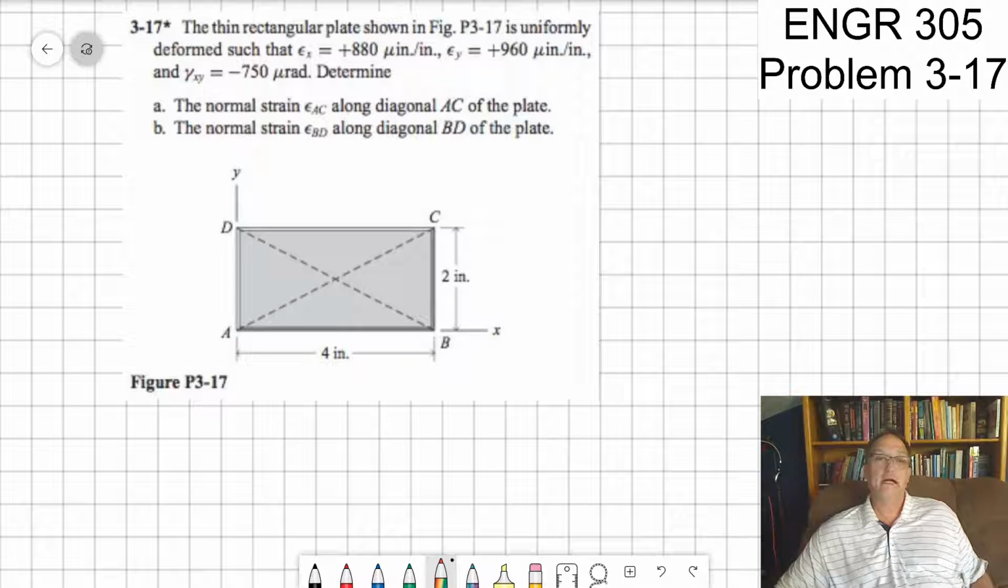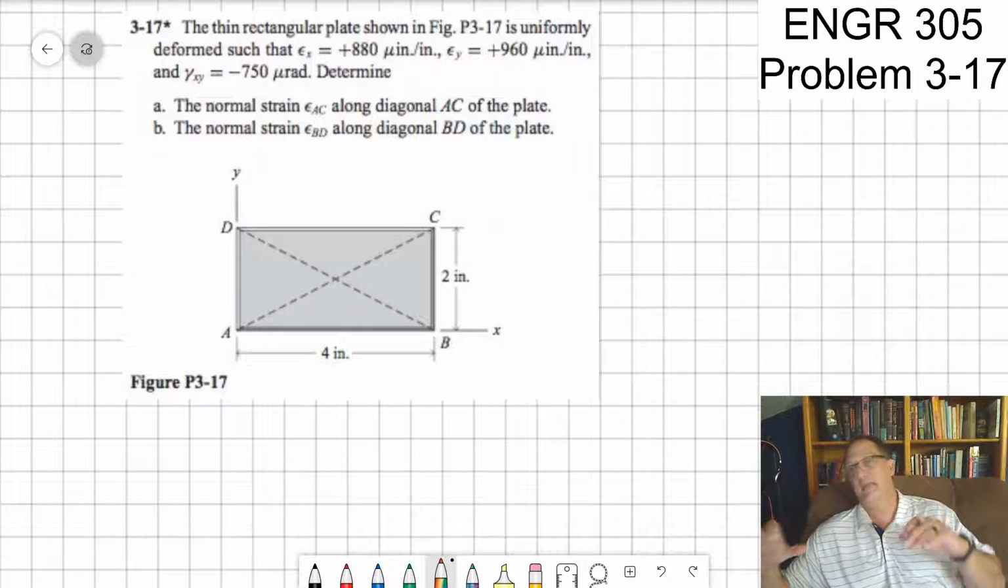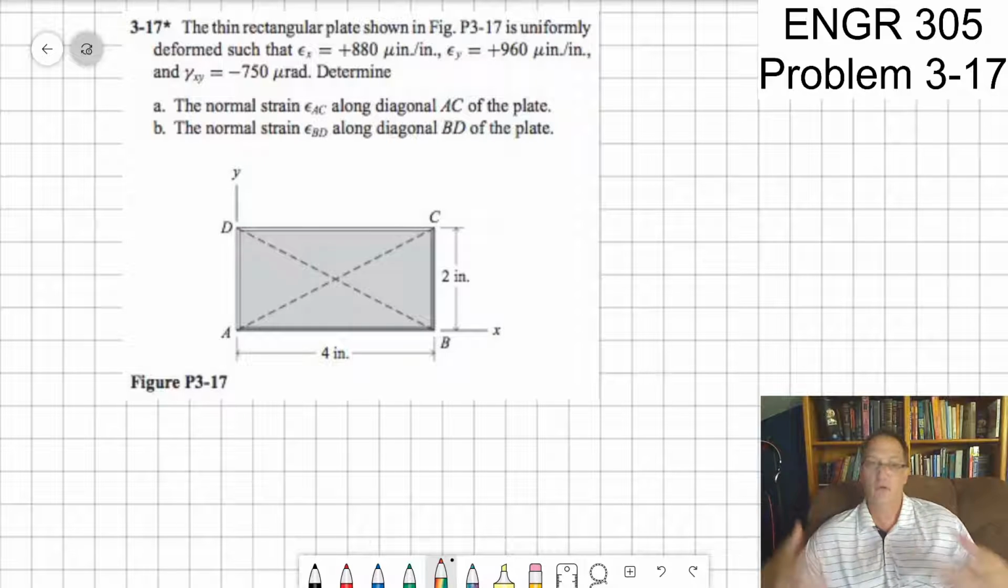Engineering 305, that's kind of funny. Engineering 305, problem 317. This is actually a challenging one, not for any reason other than I think it's hard to grasp the angles and what they're asking for in order to get the right answers. And so we have to think through this problem a little more carefully.